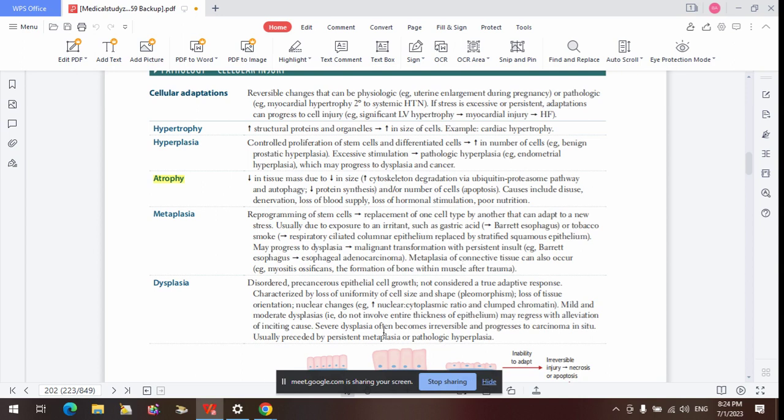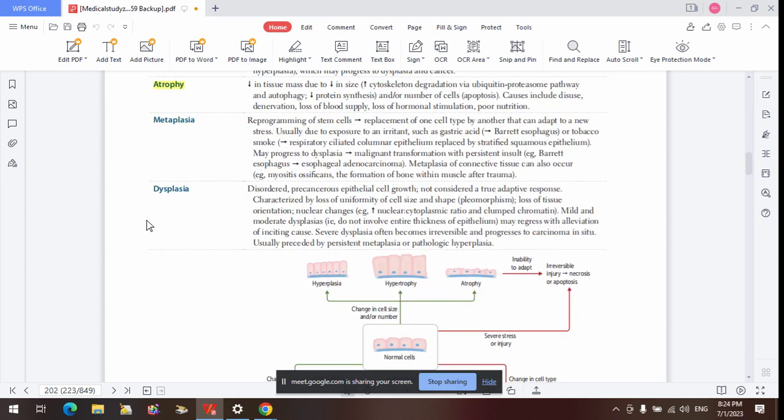Then we said dysplasia typically occurs in epithelial cells. Dysplasia only occurs in epithelial cells. And what is that about dysplasia? Dysplasia is just when you have disordered, precancerous epithelial cell growth. When the epithelial cell growth becomes disordered and has a tendency of progressing to malignancy, we call that dysplastic change.